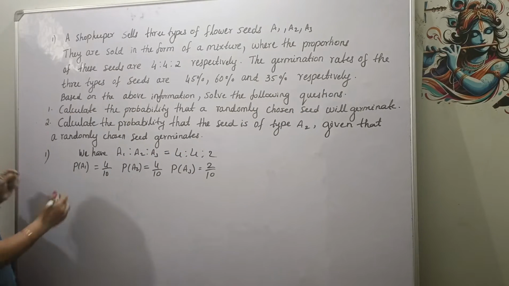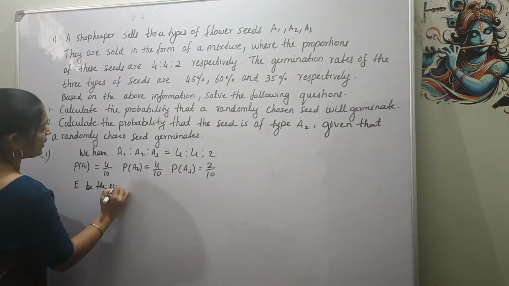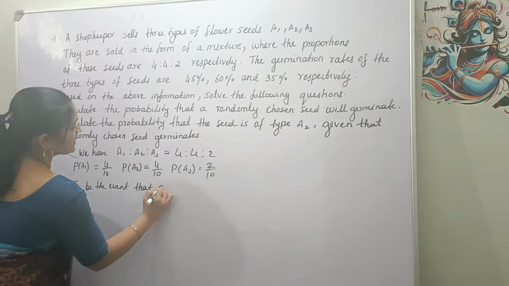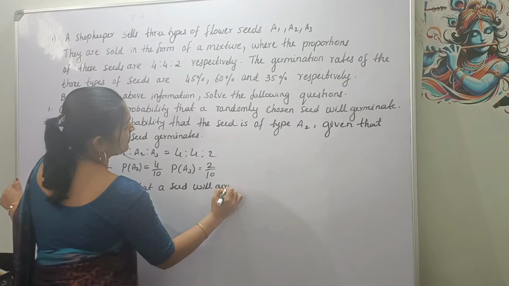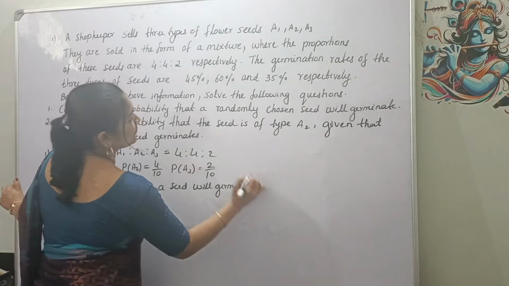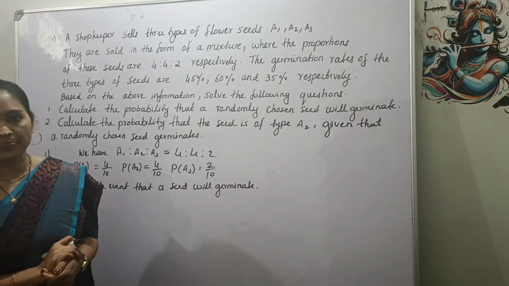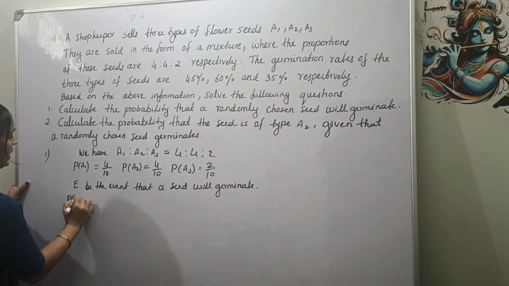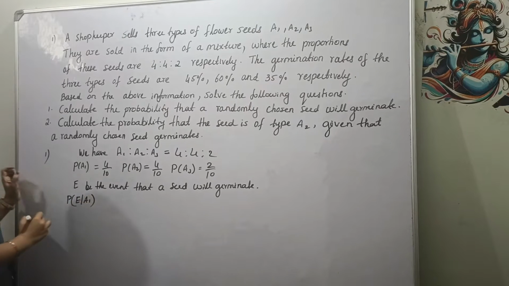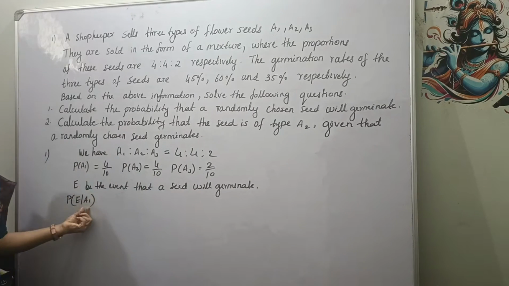So here, let's take the event E. E be the event that a seed will germinate. Okay. Now what we have to find here? Here we have to find probability of E. Okay. So what is probability of E given A1? That is, probability of a seed will germinate, it is given that the seed is A1. Okay, the seed is A1.